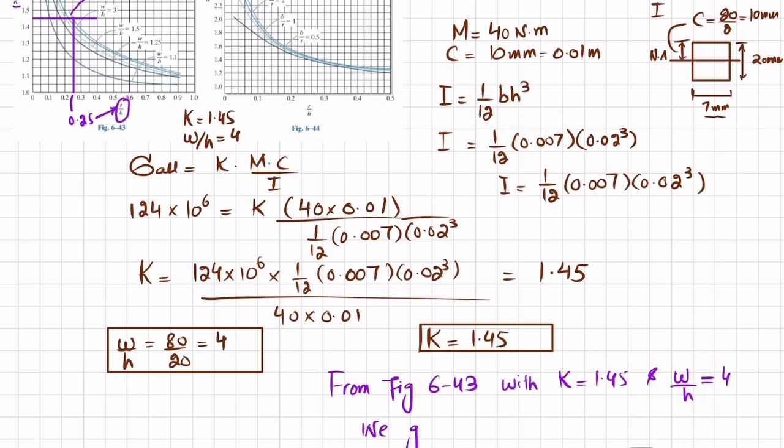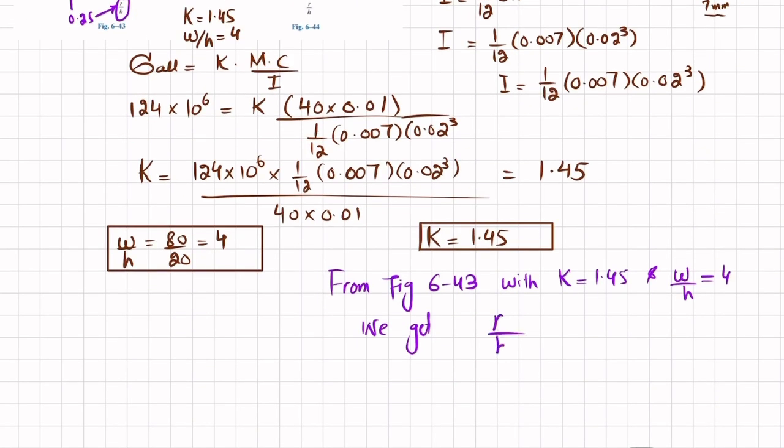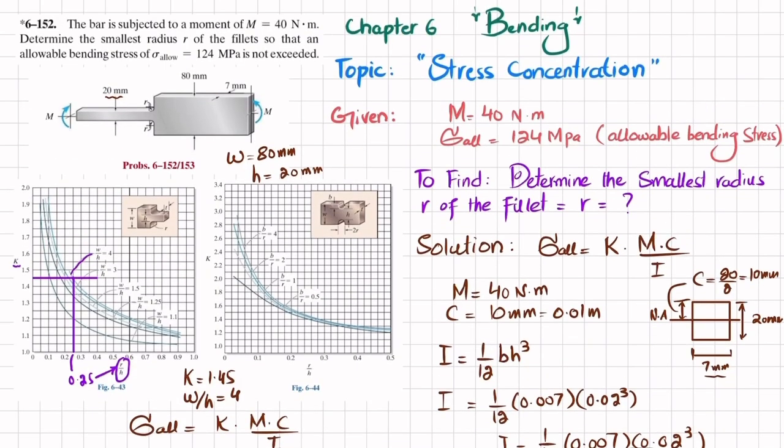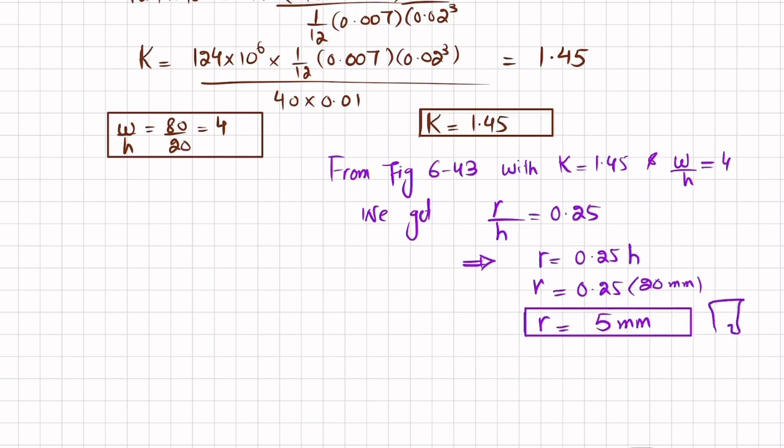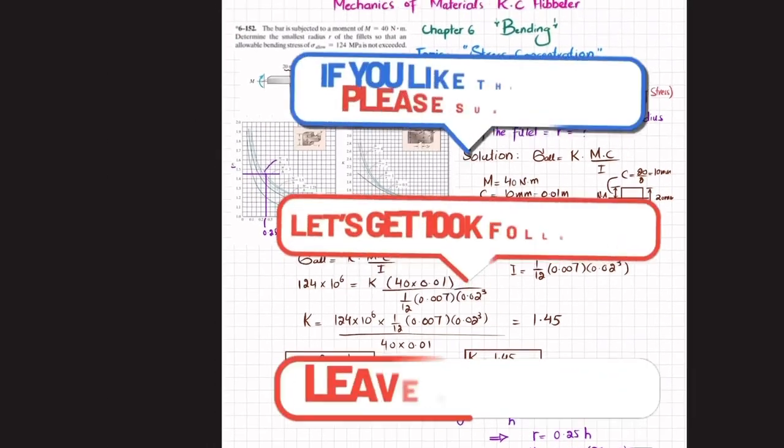We get R by H is equal to 0.25. So from here R will be equal to 0.25 times H. Since H is equal to 20 millimeter, put it in: R will be equal to 0.25 times 20 millimeter, and you will get R equal to 5 millimeter, which is the radius of this fillet, and is the answer of this question. So this was all about this problem 6-152.